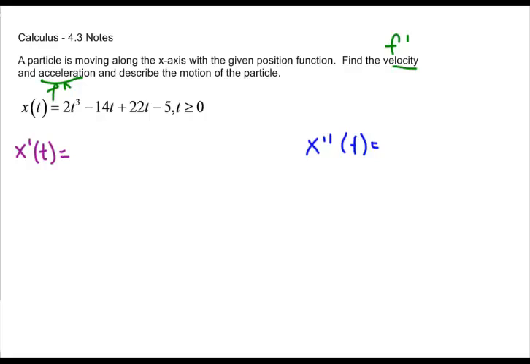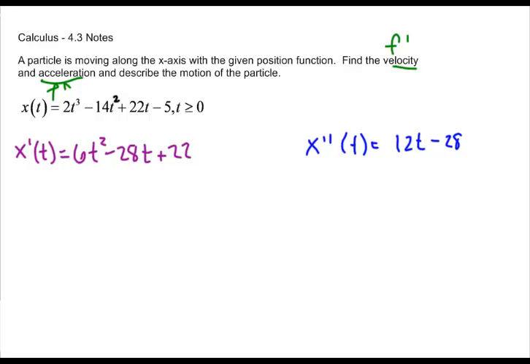So x prime of t is going to be 6t squared minus 28t plus 22. And then for our second derivative, we're just taking the derivative of the derivative, which is going to be 12t minus 28.